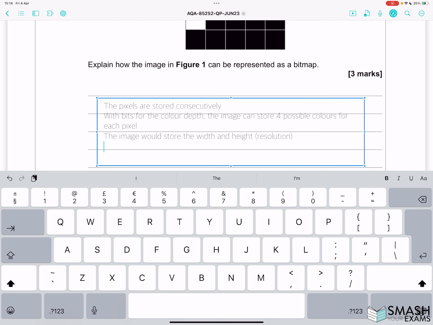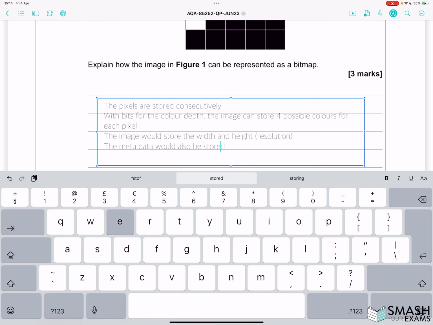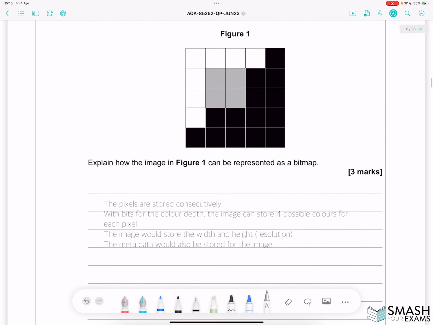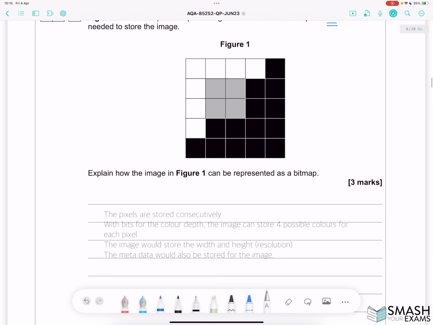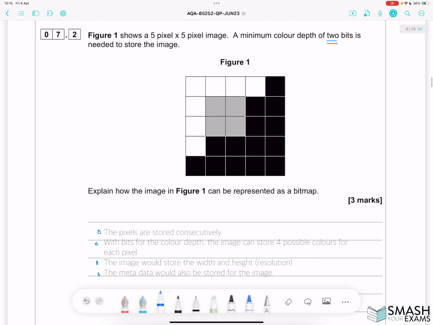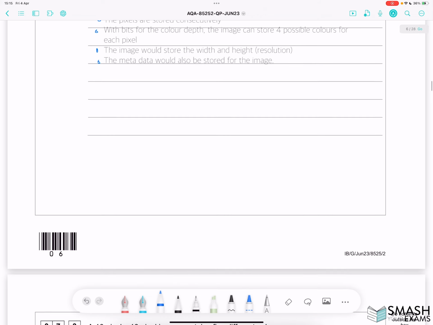And of course, the image would not display whatsoever unless we could store the metadata. So we would say the metadata would also be stored for the image. So we're trying to get across the fact that we understand all of these key different parts about images, about bitmaps, and how they are represented in binary. So I've done those as 4 individual little bullet points there. So 1, 2, 3, 4. You just need to be able to make sure you can pick 3 of those out, and see if you can score full 3 marks on that question.